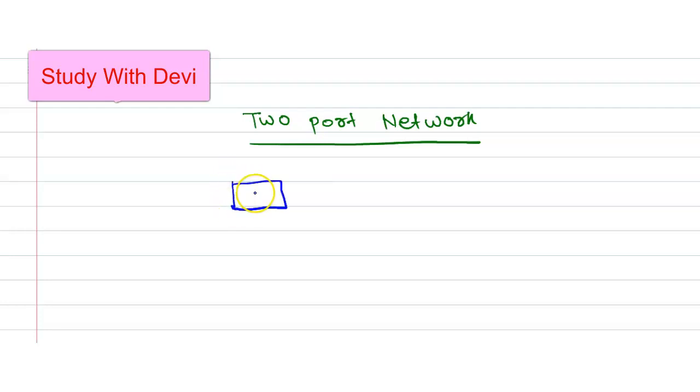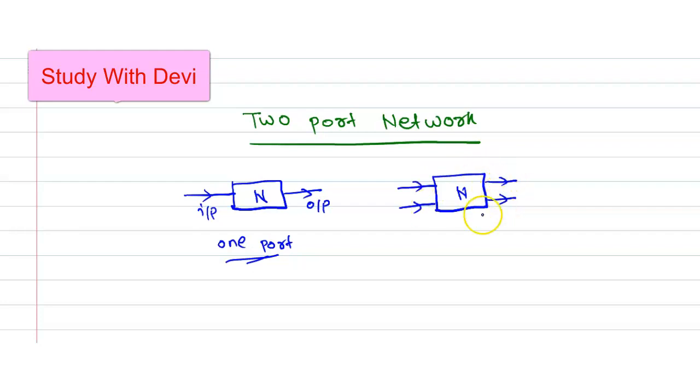For example, in this type of network, this is my output. This type of network is known as one-port network. If my network has an input and an output, this type of network is known as a two-port network. There are so many parameters in two-port network. Mainly there are impedance parameter, admittance parameter, hybrid parameter and transmission line parameter. These four are very important.